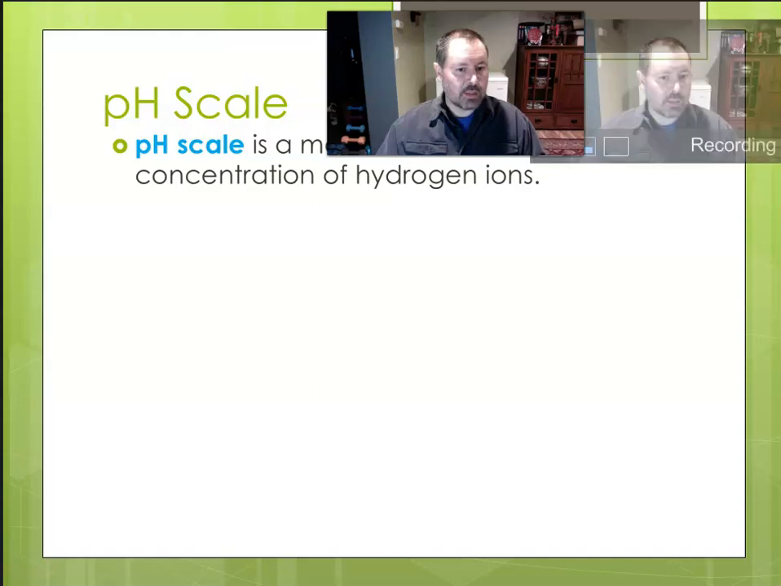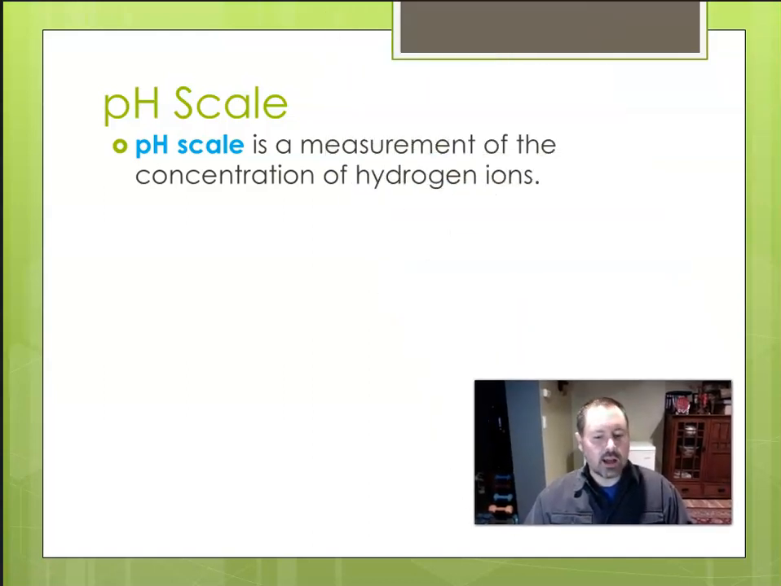The next slide, let's talk about the pH scale. We can't talk about acids and bases without understanding the pH scale. pH stands for the potential of hydrogen. That's why the small letter p at the beginning is lowercase, and then the H is capital because it's representing hydrogen. So it's the potential of hydrogen. It's a measurement of the concentration of hydrogen ions.